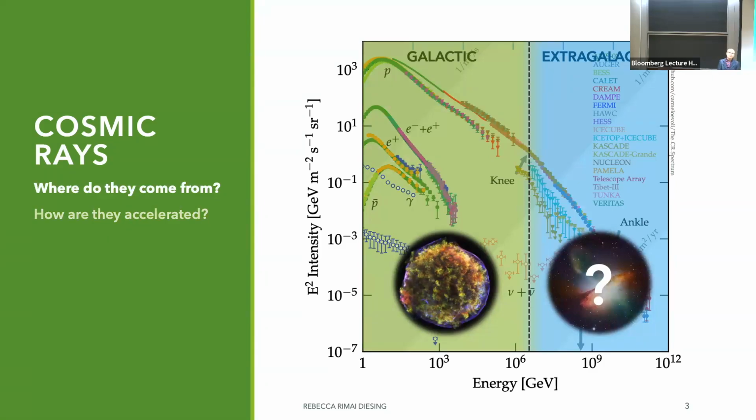The state of the field basically divides the cosmic ray population into two categories. At the lower energies, up to roughly a peta-electron volt, or 10 to the 15 electron volts, we believe these are of galactic origin, likely accelerated by supernova remnants. You can make a nice little argument where if you take 10% of the energy available from supernovae and convert it to cosmic rays, you can fully reproduce the flux that we see.